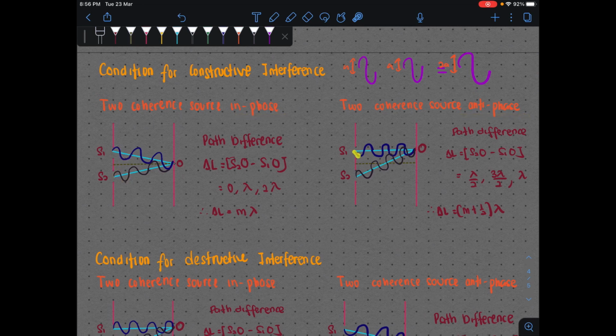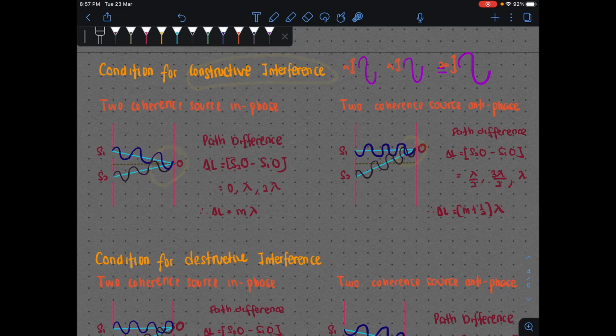If it is anti-phase, you look at source 1, it is a trough meeting S2, which is a crest. So a trough meeting a crest. This is indicating that there is a difference in the phase here. So in phase is when both your waves start with the same phase. Anti-phase is when both your sources here produce waves starting with different phases. However, they are both constructive interference.